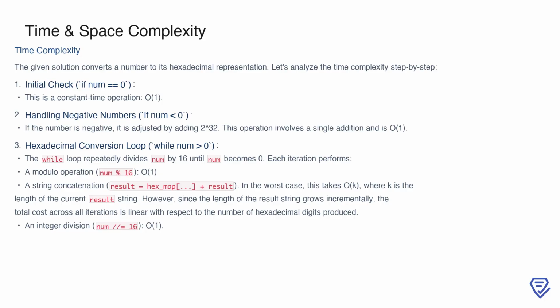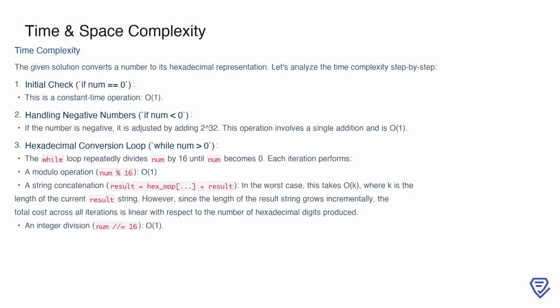Now, the main part of the solution lies in the hexadecimal conversion loop. In this loop, we repeatedly divide the number by 16 until it becomes 0. Each iteration performs 3 key operations: calculating the remainder using a modulo operation, which is O(1), string concatenation, which is more complex as it depends on the current length of the result string, and integer division, which is O(1). The string concatenation is the most involved part because, in the worst case, it could take O(k) time where k is the length of the current string.